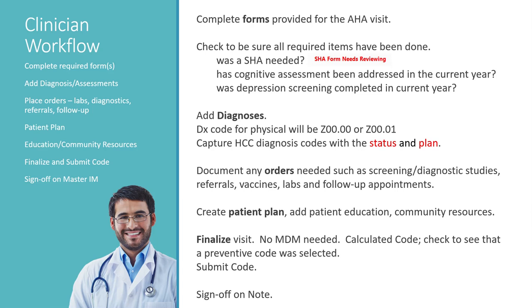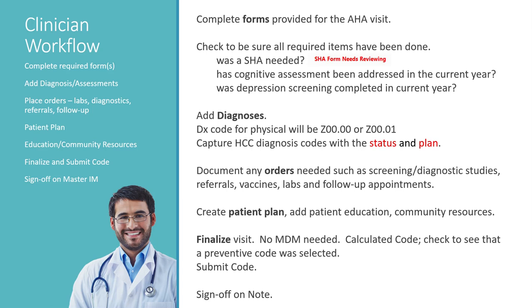You're going to add to your diagnosis, and the diagnosis will be for the physical. It will be for a physical with or without complications, depending on the patient. And then also you're going to add any HCC diagnosis code that you capture, and those will require status and plan. Then continue with any orders needed, such as referrals, diagnostic studies, follow-up appointments, etc.